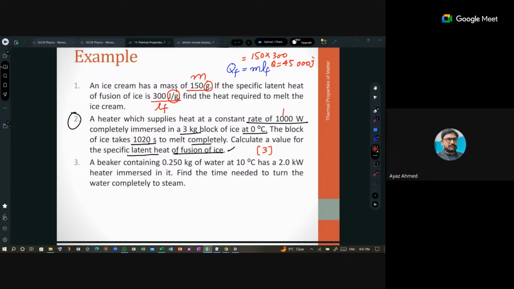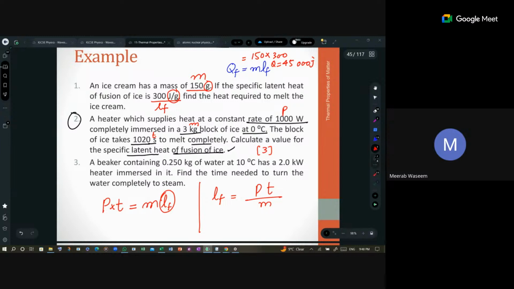So what is given? Power is given to you, mass is given to you, and time is given to you. I told you that when power and time are given, you will replace Q with PT, so PT equals MLF. You need to calculate LF, so LF equals PT divided by M. Sir, it means we're replacing QF with PT? Exactly. P is 1000, time is 1020 seconds. QF is equal to MLF.